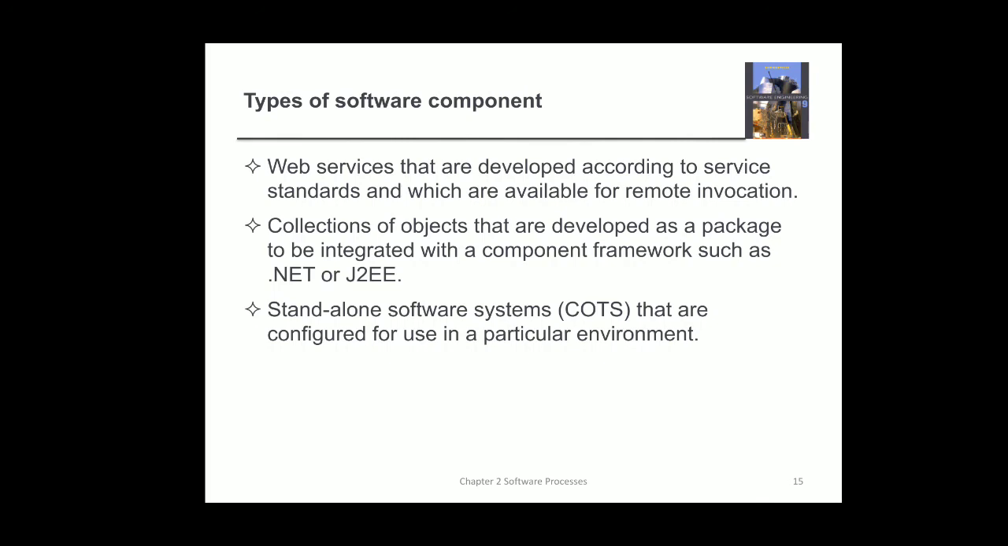Then we look for a collection of objects that are developed as a package to be integrated with a component framework such as .NET or J2EE. And the third kind of component that we will use in our projects is standalone software systems, that is, COTS, commercial off-the-shelf systems that are configured for use in a particular environment. So these are the different kinds of software components that we are going to use.